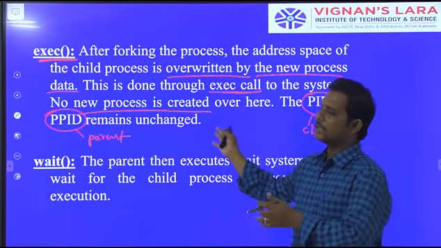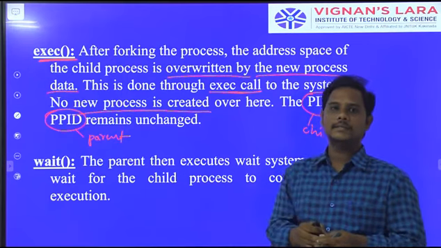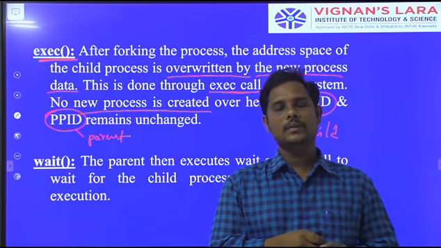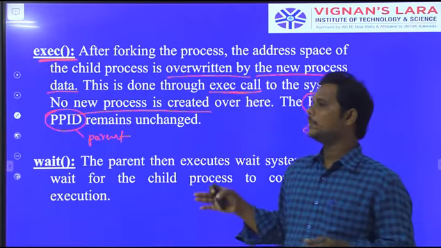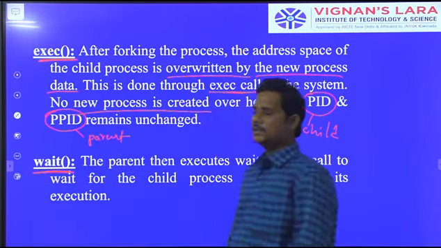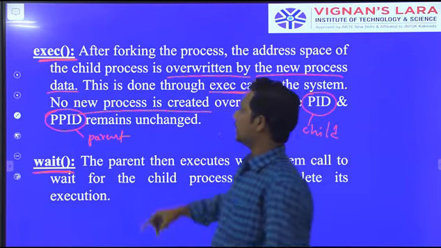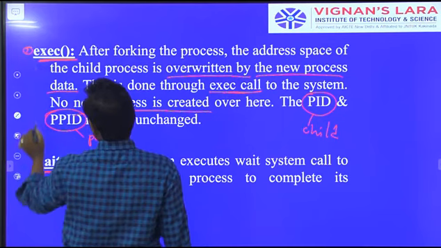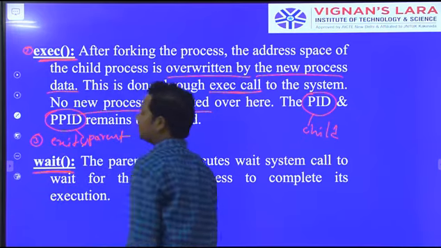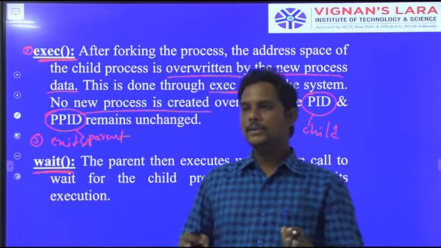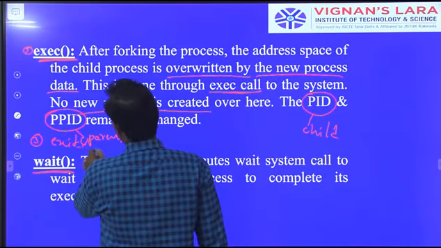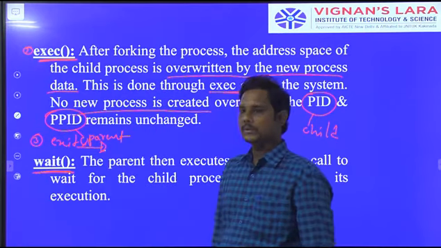Next, once executed, there is an exit status. The exit command is there, and automatically your process will be exited. This is the third step, exit status. Whenever a process is created and executed, automatically it will exit. Sometimes there may be a waiting state.